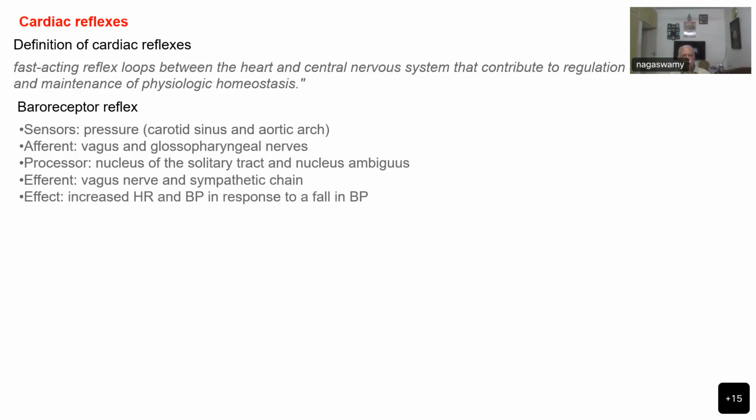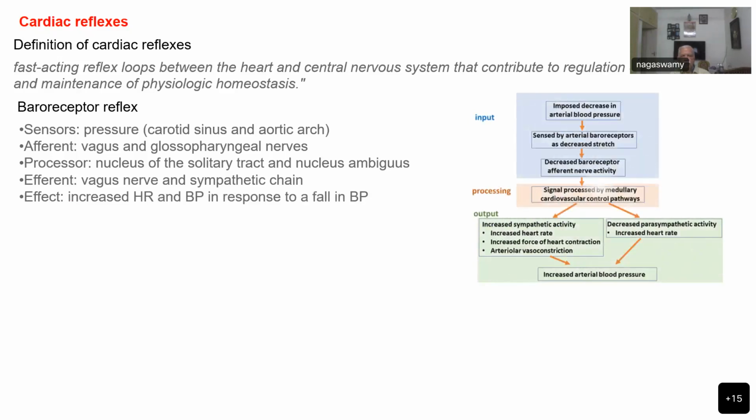Okay, so this much of answer is more than enough, and this is just for you to understand. You don't have to waste your time in writing all these things. So the input is imposed a decrease in arterial blood pressure, sensed by arterial baroreceptors as a decreased stretch. So decreased baroreceptor afferent nerve activity and the signal processing in the medullary cardiovascular control pathways.